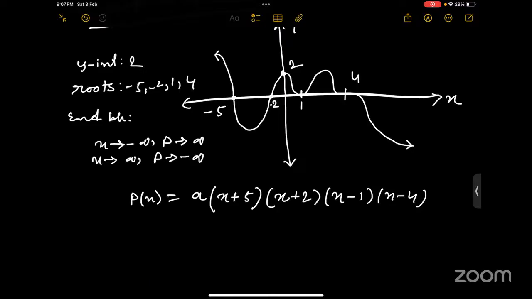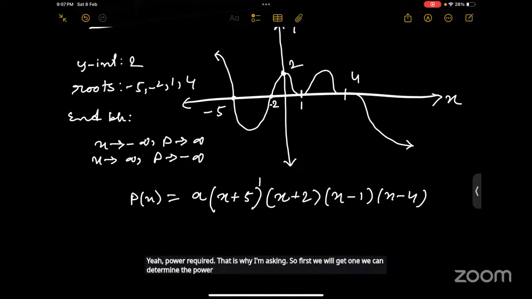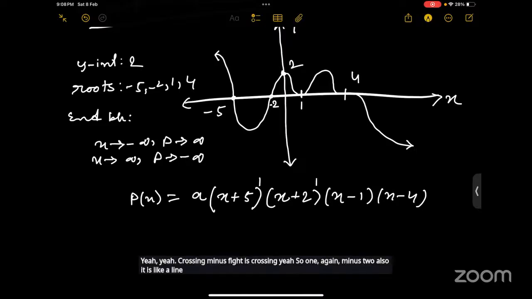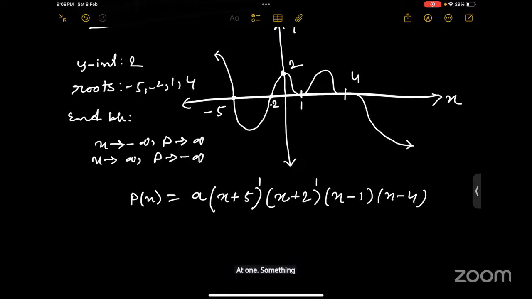Madam, the power is also required. Okay, yes, the power is required. That is why I am asking. So first we will get 1. We can determine the power after seeing the picture, right? Crossing at -5, it is crossing, so 1. Again at -2 also, it is like a linear function, 1. Then at 1, it is a U shape, so it will be even numbers.